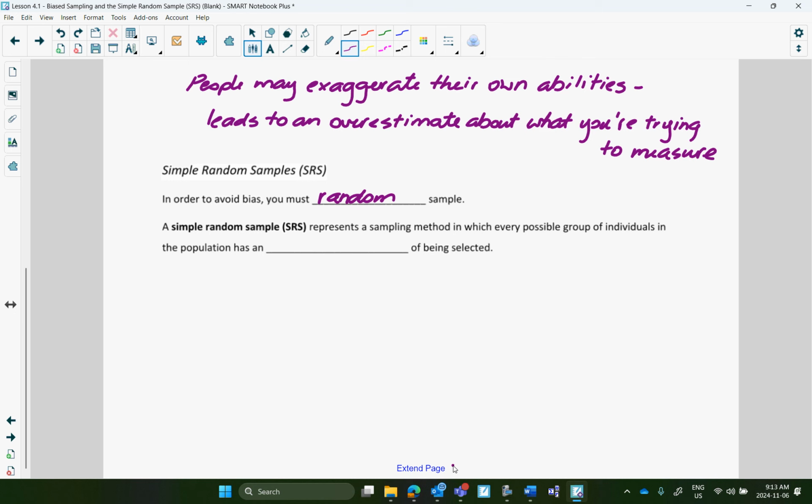Now, be careful with this one. Sometimes there's always a question about this. A simple random sample does not mean every individual has an equal chance of being selected, because you're never sampling individuals. You're doing groups. So you want to say that every possible group that you could form in a population has an equal chance of being selected. Every group.